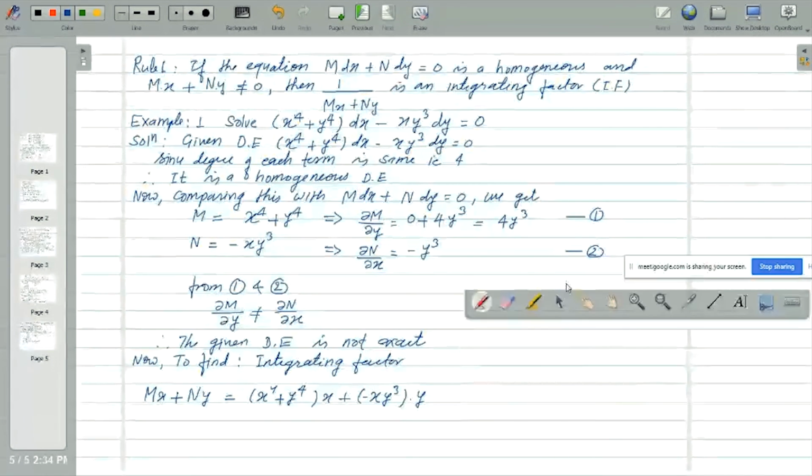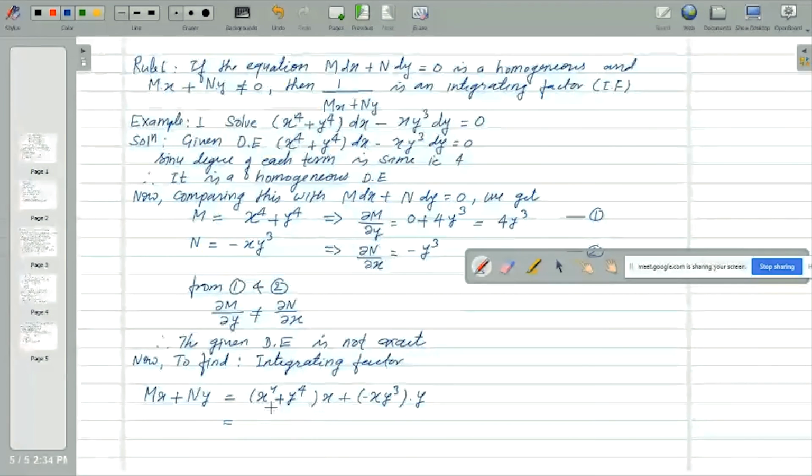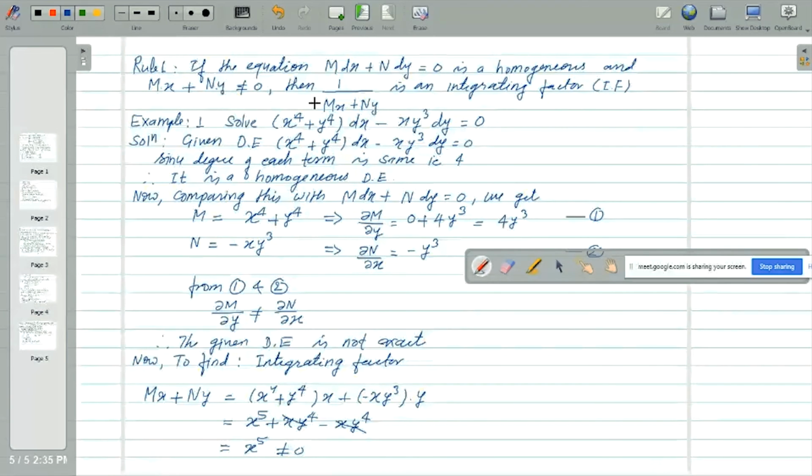Multiplying inside, we get x raised to 5 plus x y raised to 4 minus x y raised to 4. So this and this cancel, and we get x raised to 5, which is not equal to 0. This condition holds, so the reciprocal of this, 1 upon this, is the integrating factor.